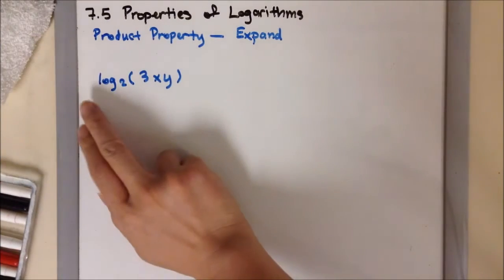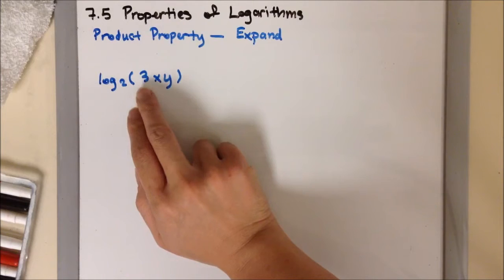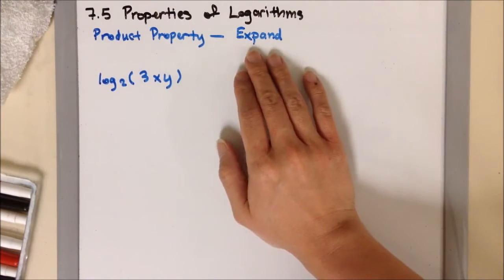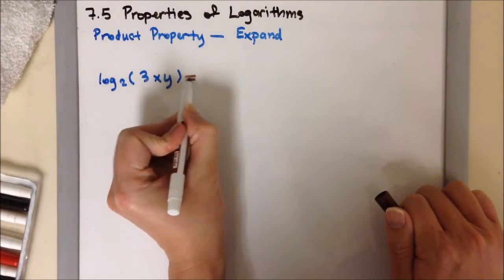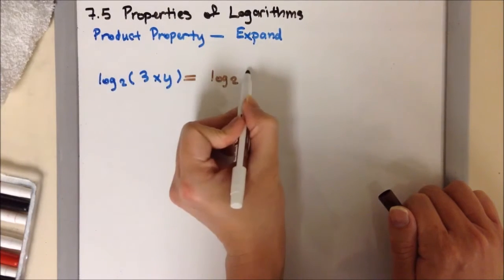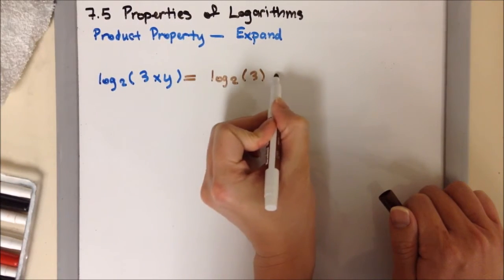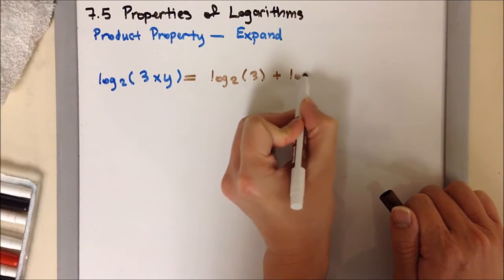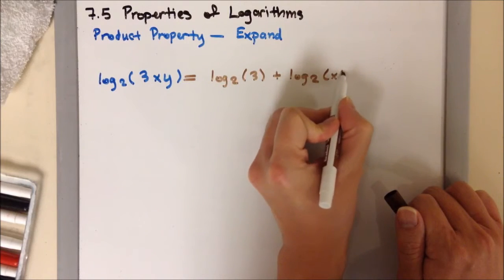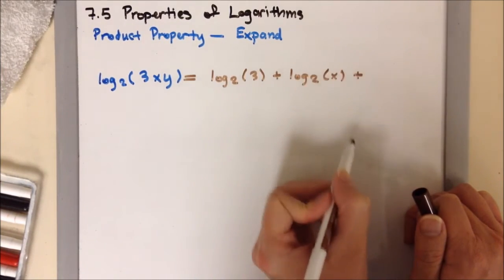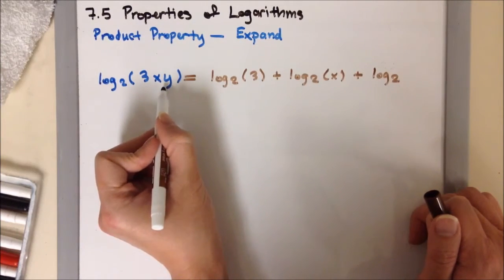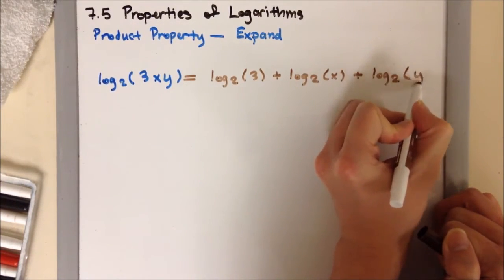In this example, I have log base 2 of 3xy. So I actually have 3 parts inside of the log. If I were to expand, I'm going to rewrite it as first log base 2. What came first is the 3, so I'm going to put 3 first. And then plus log base 2 again, and then what comes second is the x, so I'm going to put x as the second. And then another plus log base 2 again, and then my last part is the y, so I'm going to put the last one y.